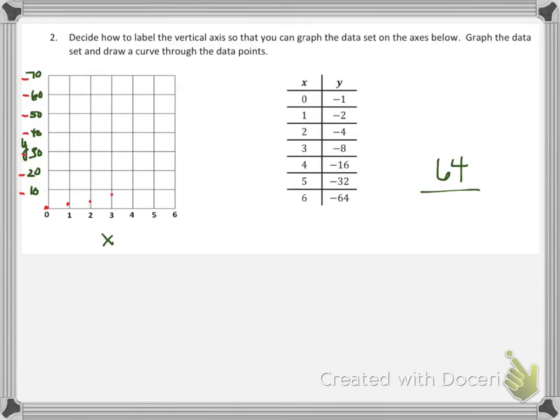4, -16, a little bit over halfway between 10 and 20. Next is 5, -32. That's a little bit more than -30, a little bit above that. And then the last one is 6, -64, almost halfway between -60 and -70, something like that. And if we connect, we see that graph looking like that. All right, so there we go, exponential graph.